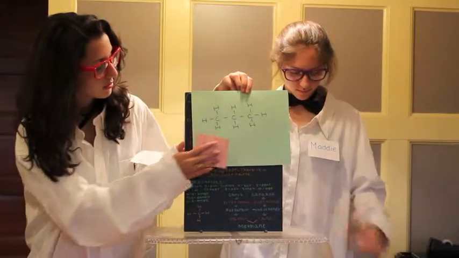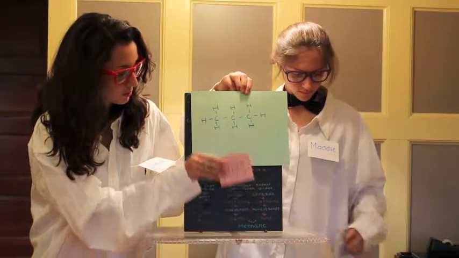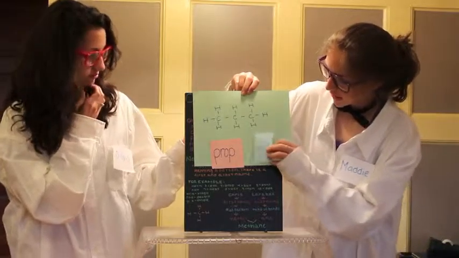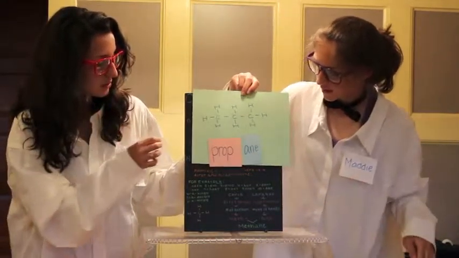There are 3 carbons, so you use prop. And because there's only single bonds, you use ane. To make propane.